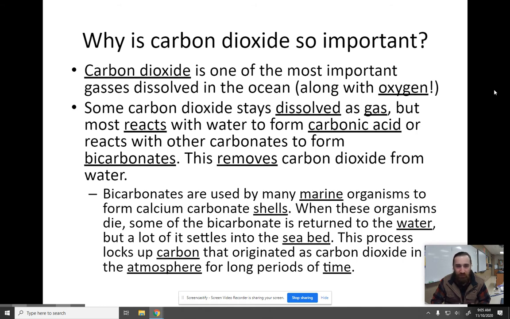When these organisms die, some of the bicarbonates return to the water, but a lot of it settles into the seabed. This process locks up carbon that originated as carbon dioxide in the atmosphere for long periods of time. So this is just realistically the carbon cycle in the ocean. Now, if we don't have the carbon cycle, we don't have living things. Because without carbon, we don't have any of the organic molecules we need to make our bodies or make plants' lives work.